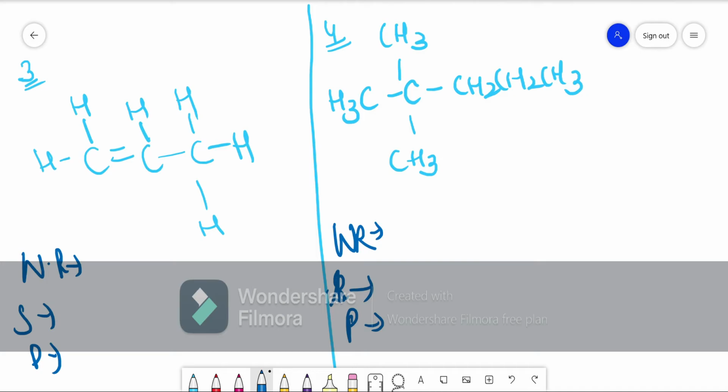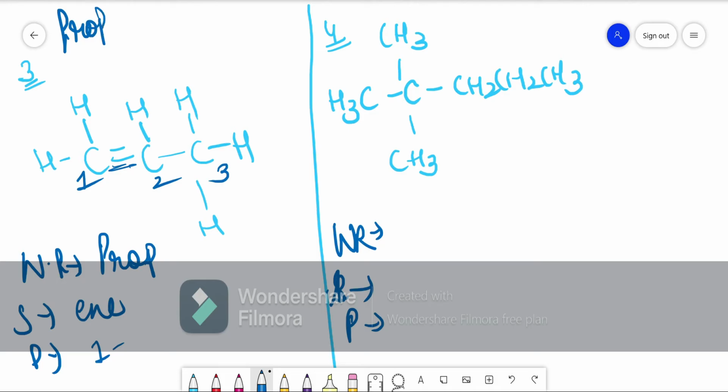So after writing the word root, suffix and prefix, let's actually find them out. Word root is the number of carbon atoms, so 1, 2, 3. So what is the word root? Prop. Then come to the suffix. Suffix is the bonding. With a double bond, it will be ene. What will the prefix be? You all know that. It could be 1-ene, right, one. Basically if you write one, then the answer would be prop-1-ene.